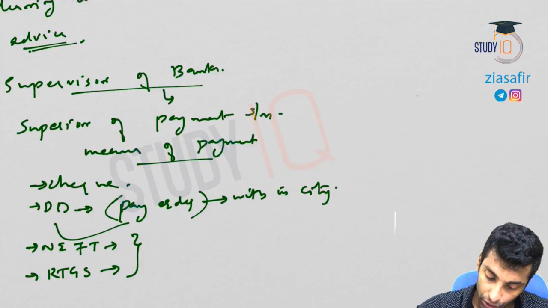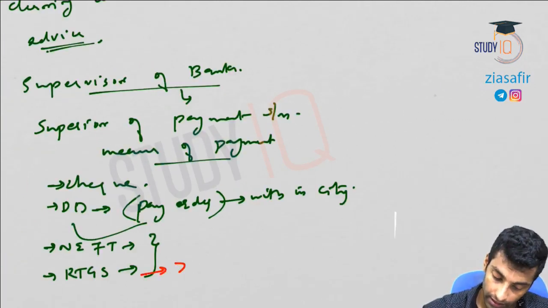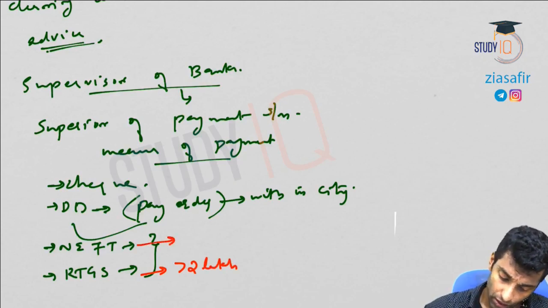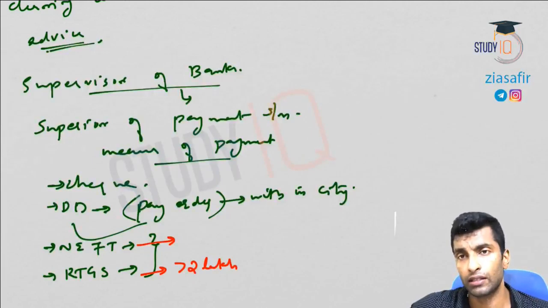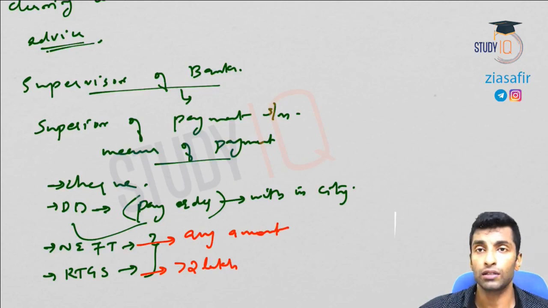Now what is the difference between these two, NEFT and RTGS? See, first thing, this RTGS is more than 2 lakh, right? At least 2 lakh should be there. So in case of NEFT, less than or more than 2 lakhs, any amount is okay. So NEFT, any amount is fine.